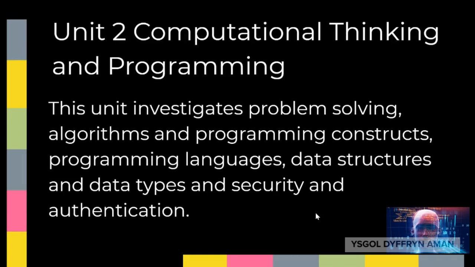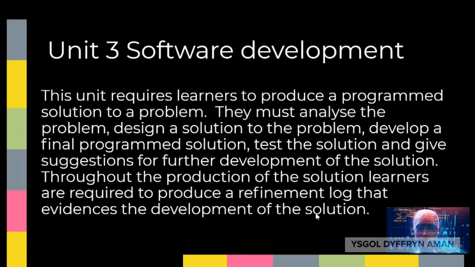Unit 2 is Computational Thinking and Programming. Within this unit, students will learn how to create a game using a program called Greenfoot. This gives the students experience of object-oriented programming using the programming language Java. Unit 3, Software Development. This unit will require students to develop and program a solution to a scenario set by the examination board. They will learn another object-oriented, high-level programming language called Python.